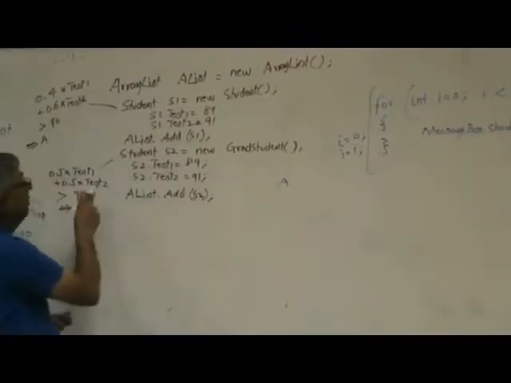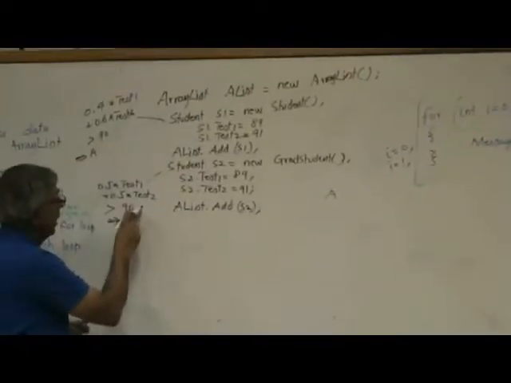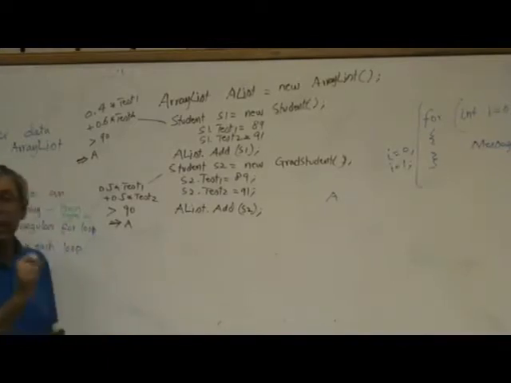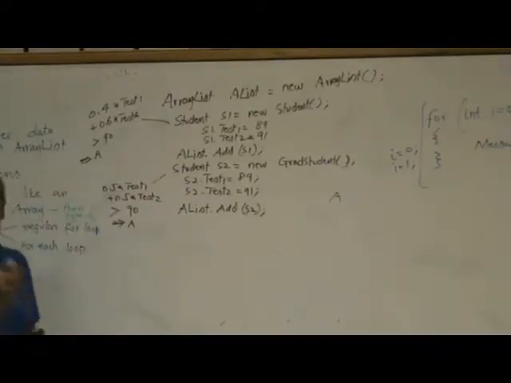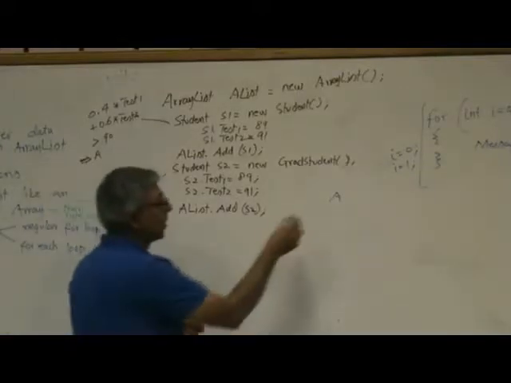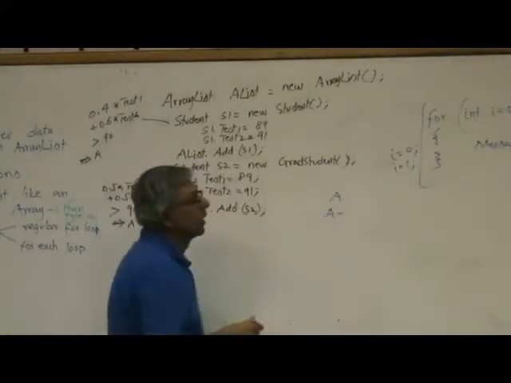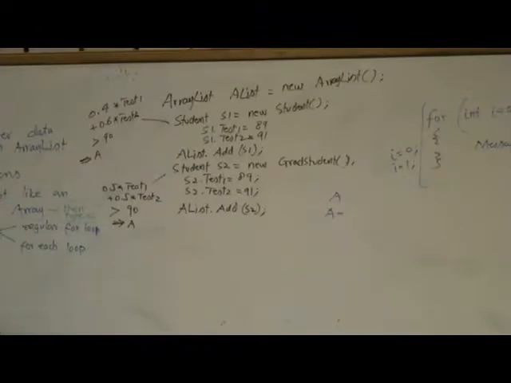No, because 0.5 times 89, 0.5 times 91 is exactly 90. Yeah, A-. But we have to be greater than 90 to get an A. A-. So it will print out A minus, right? Okay, so that's one way of looping through, right?